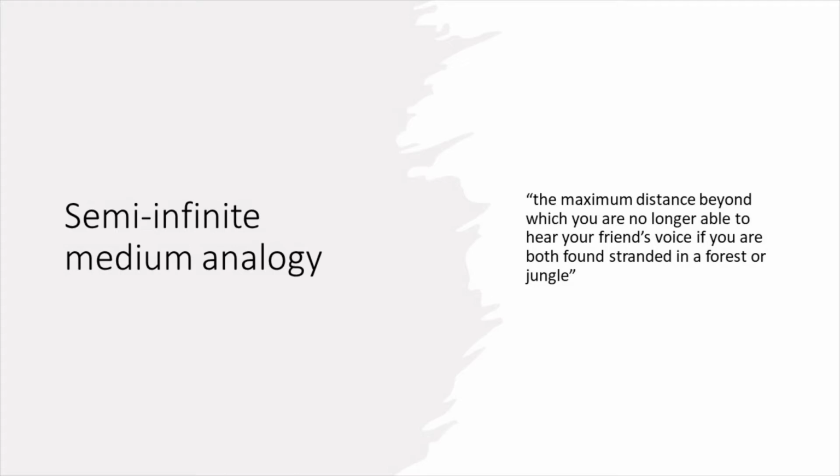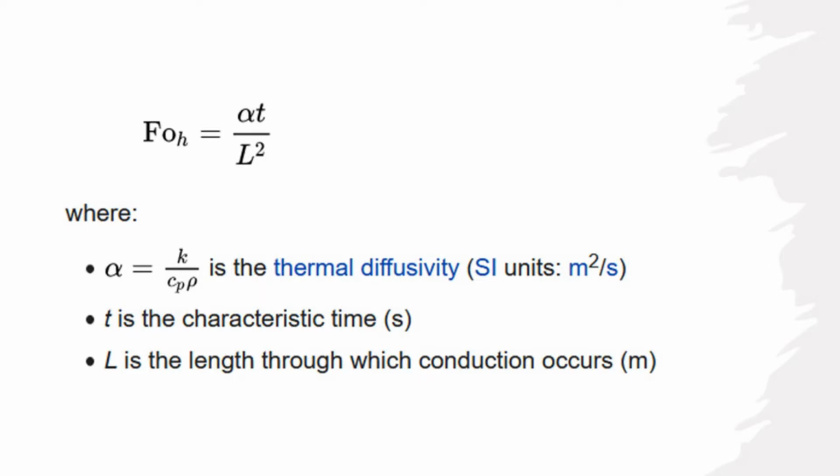distance as semi-infinite. To determine when you can use semi-infinite conduction modeling, you can calculate its Fourier number. Conceptually, this is the ratio of the heat conduction rate to the rate of thermal energy storage. At Fourier numbers less than 0.05, you may use the semi-infinite model.